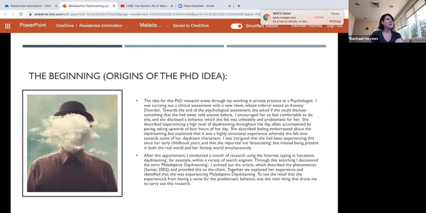She described experiencing a high level of daydreaming throughout the day, often accompanied by pacing or even running for maybe 4 hours of her day. She'd lost 35 kilos in 6 months through this action-based running whilst daydreaming. She described to me feeling embarrassed about the daydreaming, but explained that it was really highly emotional for her and that she felt love towards one of her particular daydream characters.